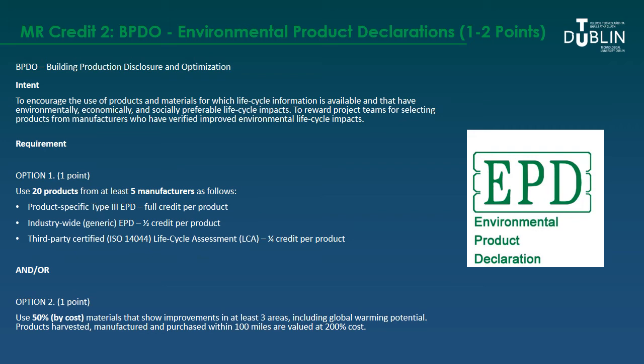And the second option to get an additional point is that you reduce 50% by cost. So that's cost of the total value of the installed products. If you reduce 50% of cost and you improve in at least 3 areas, and they're the same areas that were given above in the whole building life cycle analysis, and you have to include global warming potential, then you get an additional point. But it should be noted that if the products you are choosing are harvested or manufactured or purchased within 100 miles, they're valued at 200% cost. So it's just something to note.